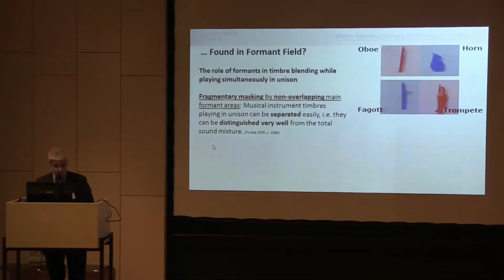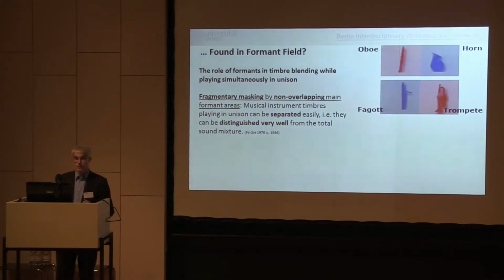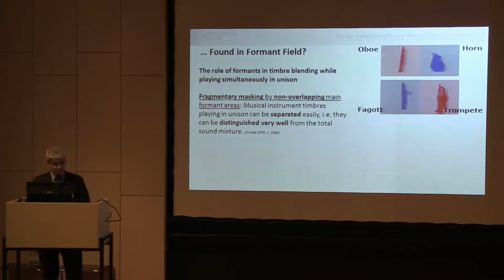So in 1976 and later more distinct in 1986, Jobst Fricke set up a theory about fragmentary masking of musical instrument timbres with non-overlapping formants. He assumed that musical instrument timbres can be distinguished very well when playing together from a total sound mixture because of the fact that the formants of one instrument are located in the spectral gaps of the other instrument and vice versa.